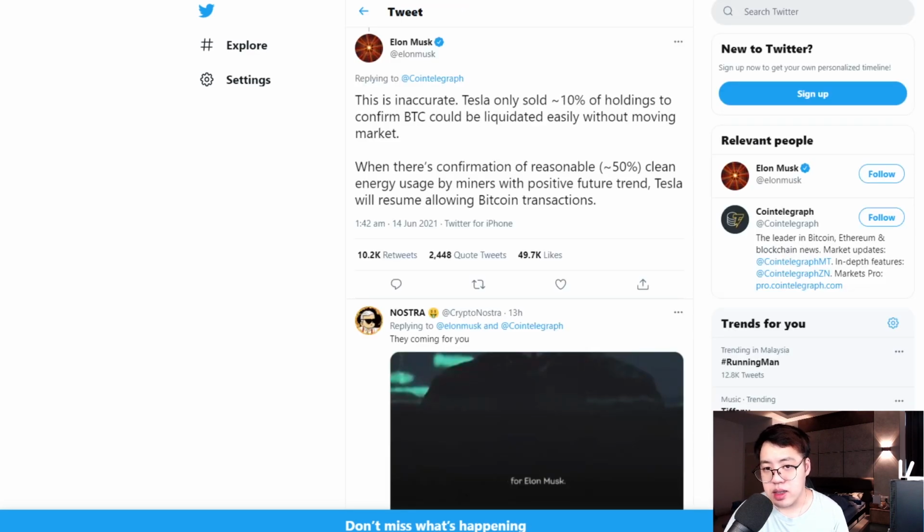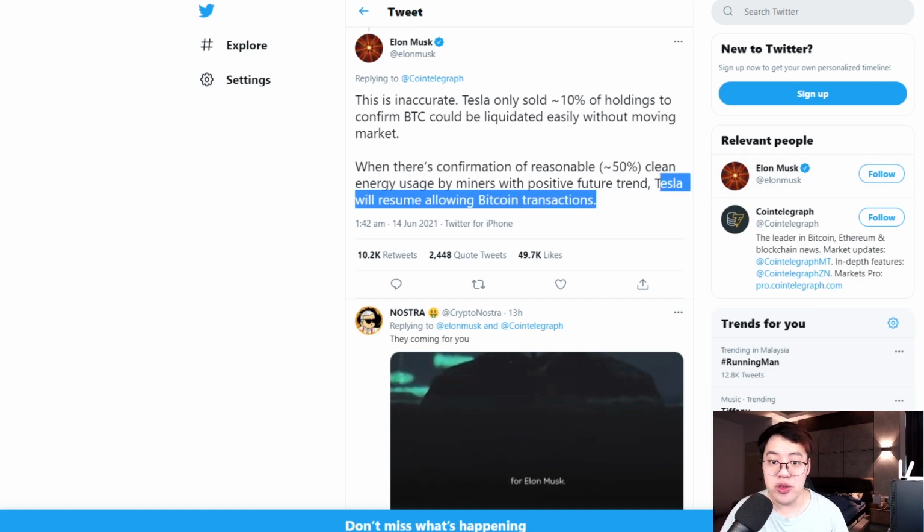This one, yeah, this is accurate. Tesla only sold 10% of its holding, which confirmed BTC could be liquidated easily without moving the market. When there is confirmation of reasonable 50% clean energy usage by the miners with positive future trends, Tesla will resume allowing Bitcoin transactions.